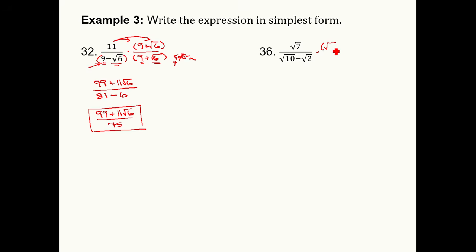I notice the difference, so I know I need to multiply the numerator and denominator by the conjugate of that denominator. Across the top, again, we need to distribute. That would be the square root of 70 plus the square root of 14. Remember, we can multiply things under the same radical.